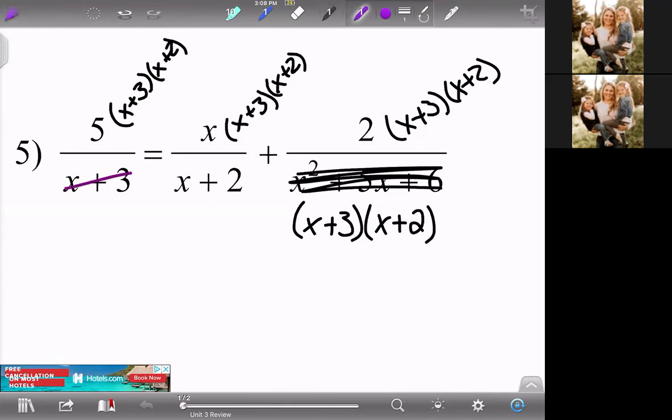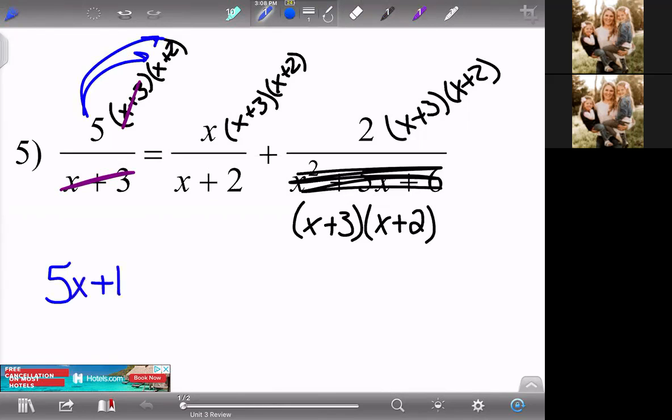For our first fraction here, the x plus 3s are going to cancel. That's going to leave us with 5 times x and 5 times 2. So 5 times x is 5x, 5 times 2 is 10. Then our equal sign is going to get brought down. Right after the equal sign, I notice I've got an x plus 2 in the numerator and x plus 2 in the denominator. Those are going to cancel each other out. I'm left with x times x and x times 3. Well, x times x is x squared. X times 3 is 3x.